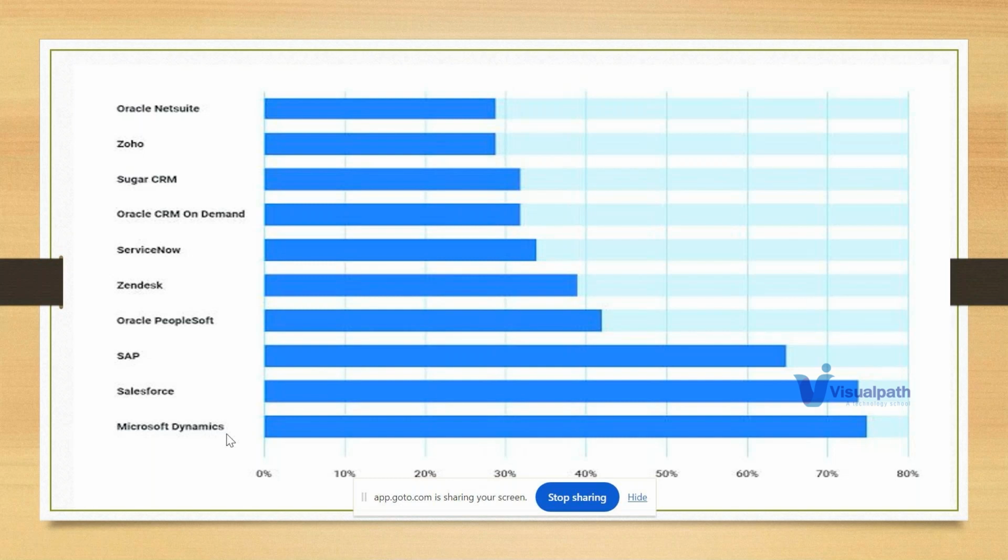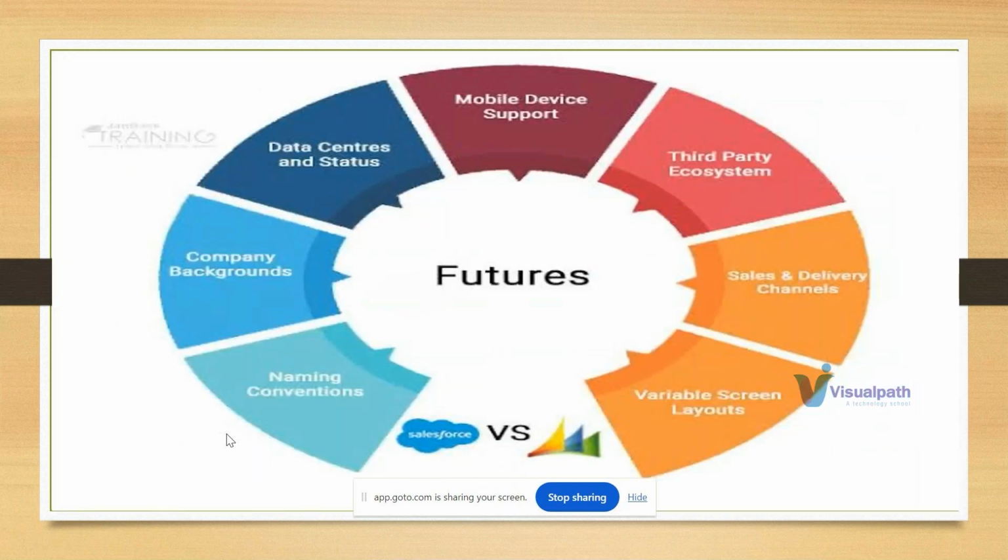So these are a few features: naming conventions, company background, data centers, and free status of the Salesforce. Salesforce and the Dynamics CRM both have these capabilities. Data support centers, mobile device support, third-party ecosystem, sales and delivery channels, and variable screen layouts.